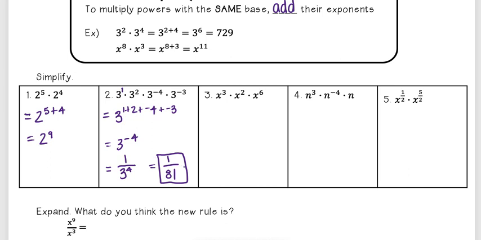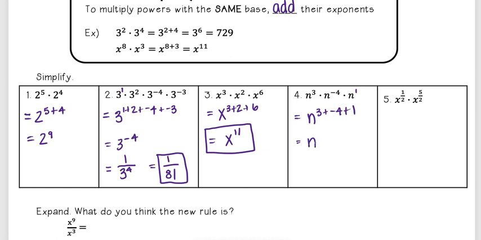Okay, go ahead and pause the video and try to do number 3. So your answer there should have been x to the 11th. Okay, continue on. This n doesn't have an exponent with it, so there's really a 1. And so I'm going to do 3 plus negative 4 plus 1. Well, 3 plus negative 4 is negative 1. Negative 1 plus 1, I get 0. And again, from that first video, anything to the 0 power is just 1. So this is actually just going to equal 1.